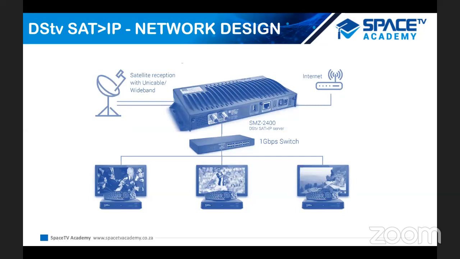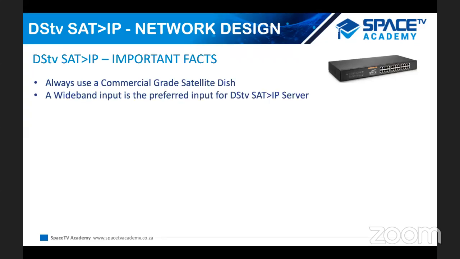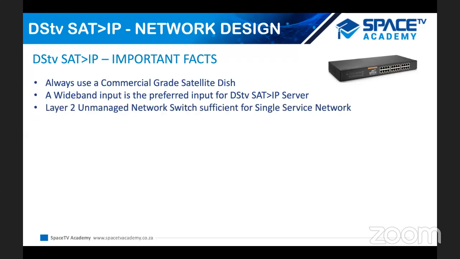Very quick network design. There are a few important facts which we've covered in this presentation. The first thing is obviously to use a commercial grade satellite dish. The wideband is the preferred input for DStv SATIP. Layer 2 unmanaged network switches, data switches, are sufficient if it's a single service network.